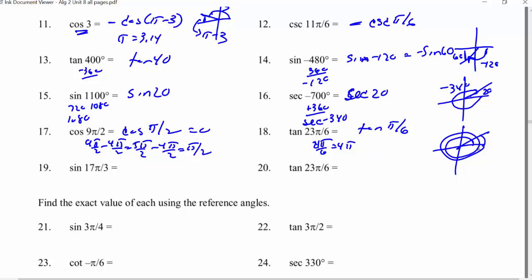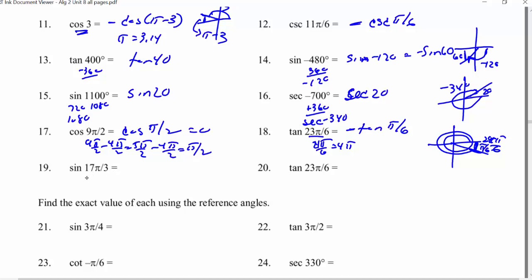I'm sorry. So 23 pi over 6 would be down here. So this is like the opposite, the negative. 24 pi over 6 would be 2 complete circles. Let's try that again with feeling. So this would be 2 pi. This would be 4 pi. That's 24 pi over 6. But we only want 23 pi over 6, so we're pi over 6 short. So that's the opposite. So 17 pi over 3.